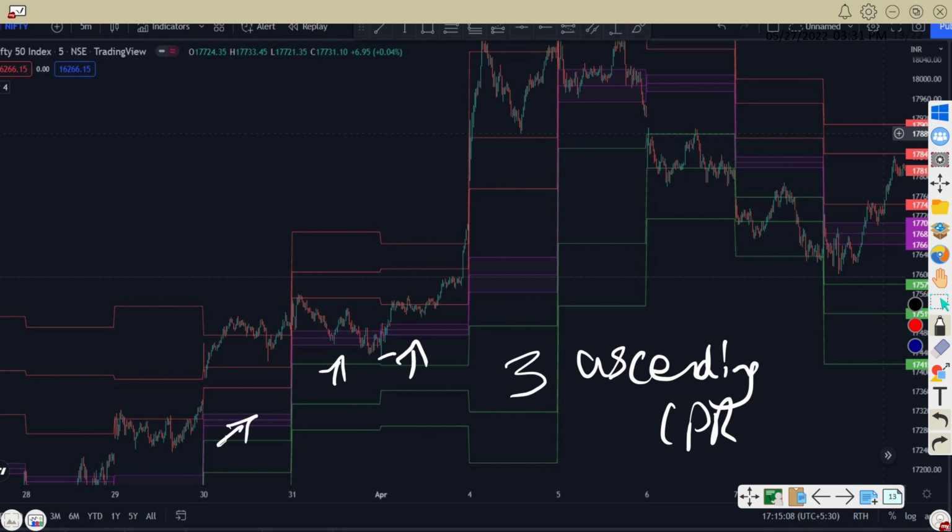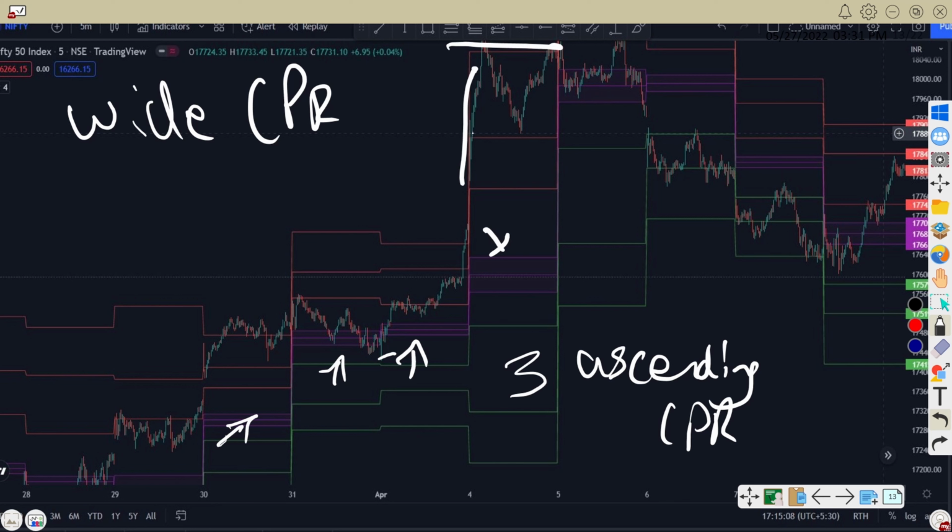In this example I'll also be talking about the wide CPR aspect of this day. We have a wide CPR. So you can see the market, though it went up, was sideways. We had a wide CPR and it was sideways.